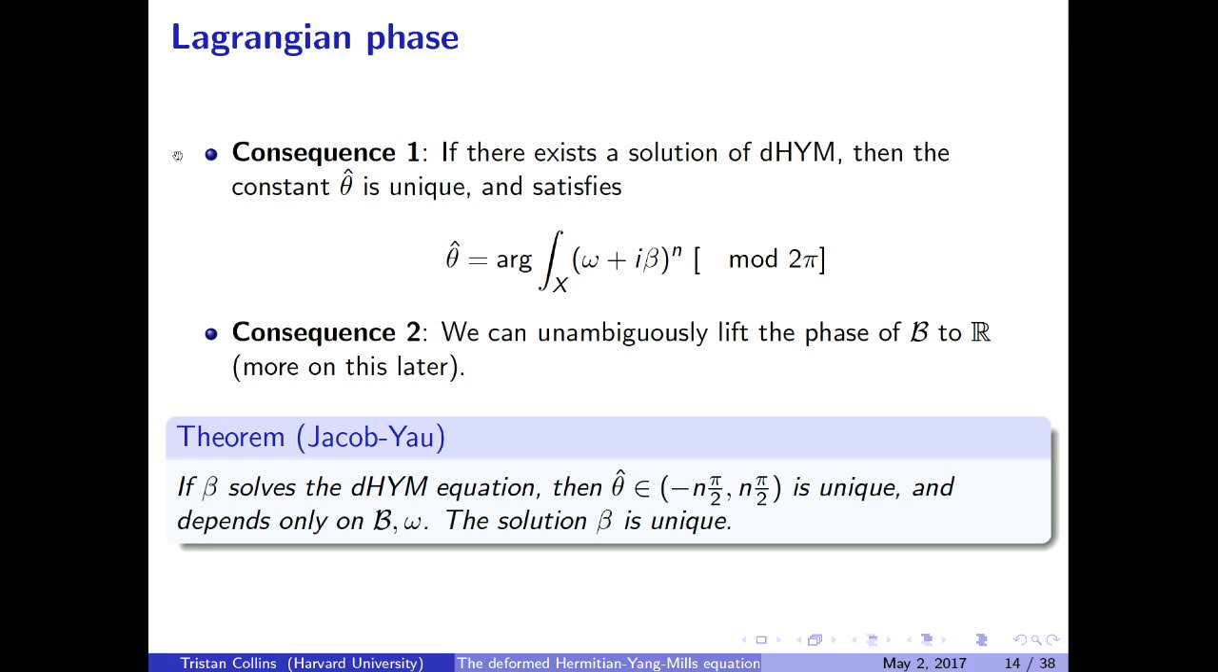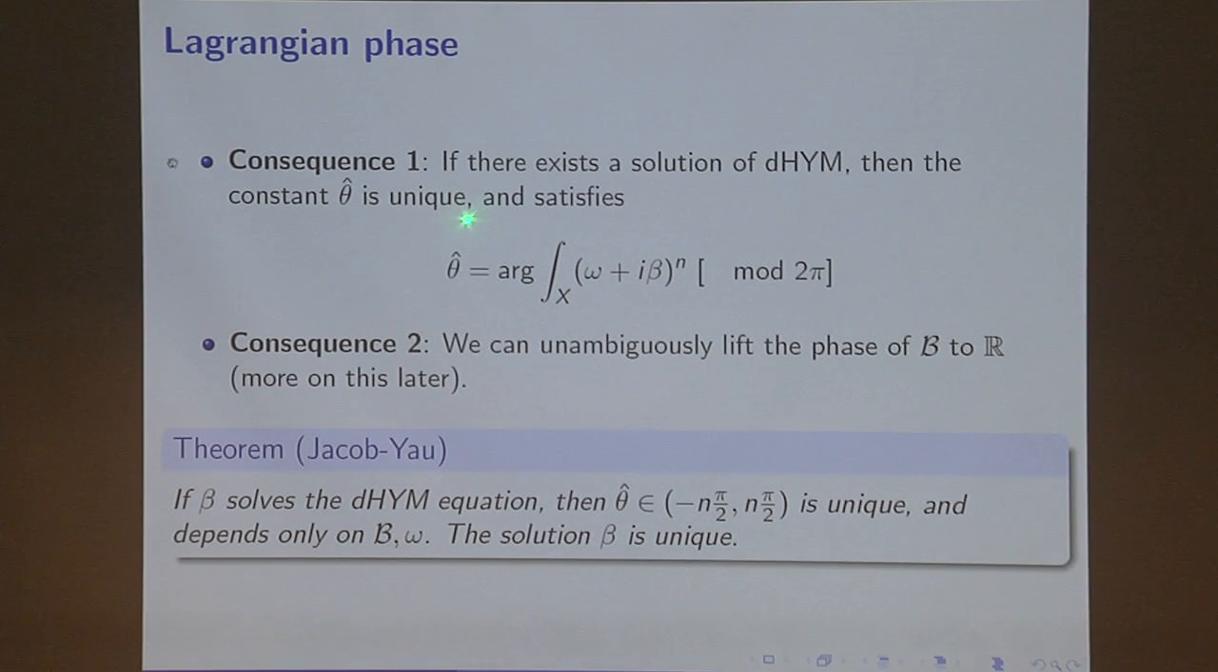Well, it has two consequences. So the first consequence is that if there exists a solution to this equation, then this constant is unique, and it's sort of determined modulo 2 pi by cohomology. So it's determined just by integrating this complex valued n-n form over X, taking its argument, but that's only defined modulo 2 pi, and so that has to be equal to this target constant, modulo 2 pi.